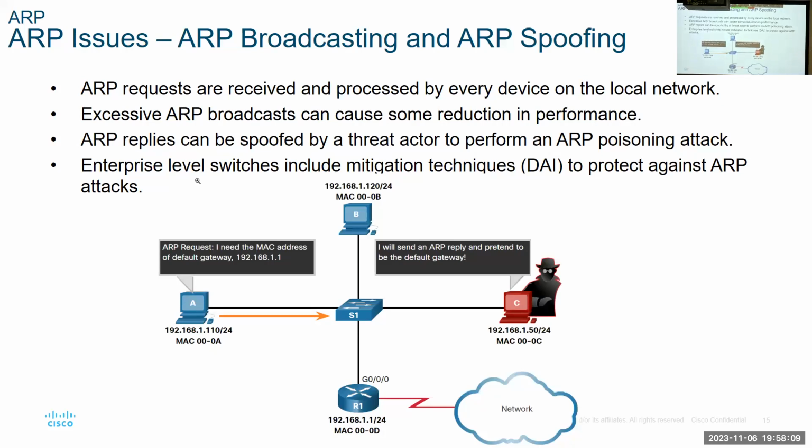I'd actually have to check. I think if the K9, which is a security package, is installed on the switches that we have, then they probably have DAI as an option to enable. I actually don't know off the top of my head whether they do or not. So anyway, spoofing the ARP reply is one way to infiltrate a network.